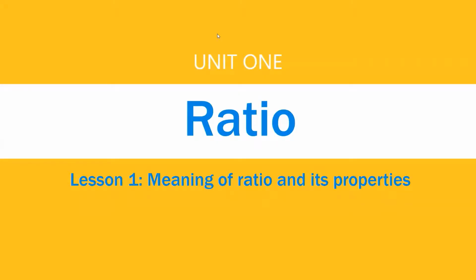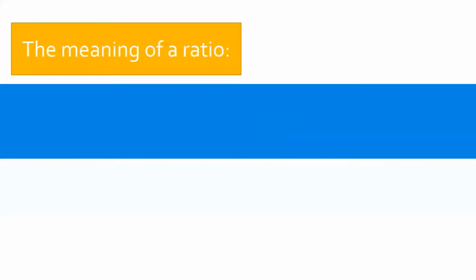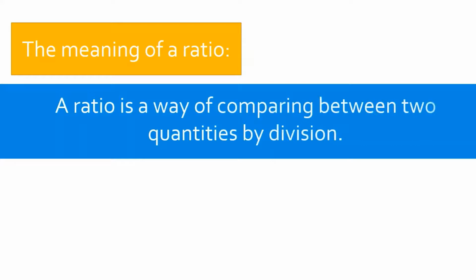Welcome, my lovely students. Today we are going to talk about Unit 1, Lesson 1, Meaning of Ratio and its Properties. So, at the beginning of our lesson, let's learn what the meaning of ratio is. A ratio is a way of comparing two quantities by division, which have the same type and unit.